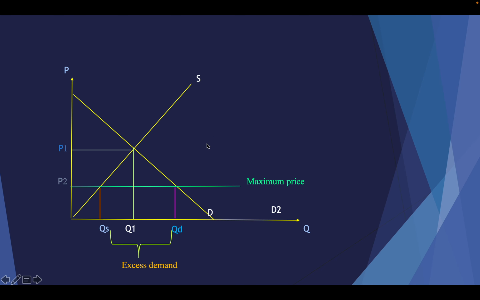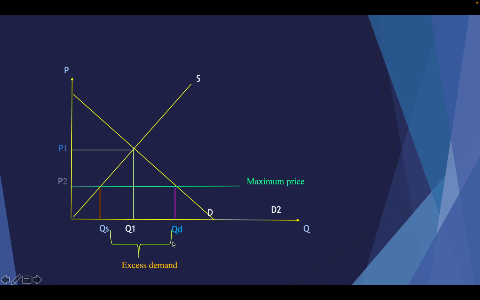Then at that price you can impose the maximum price. Find out the demand curve. This is your demand curve and this is the maximum price. Where does the demand curve intersect the maximum price? This is the place, that is QD. And find out the supply curve. Where does the maximum price intersect the supply curve? That is the quantity supplied. Then QS and QD. The greater one is QD, here excess demand.